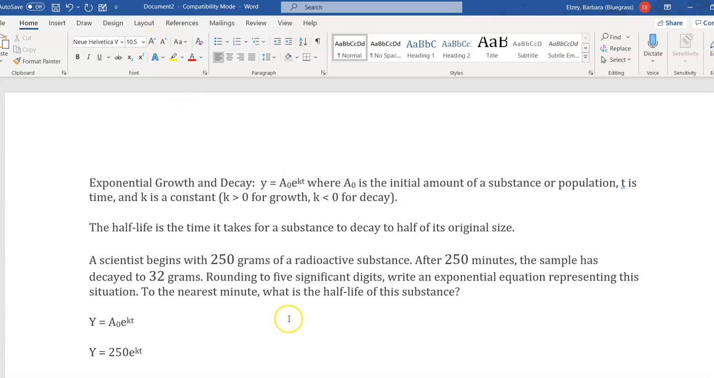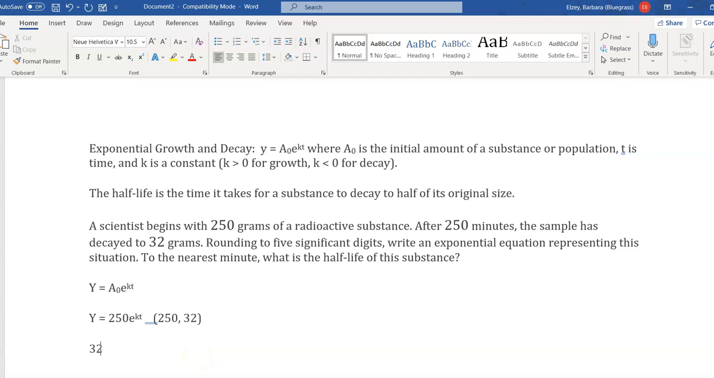Now we have a point. After 250 minutes, there are 32 grams. So let's fill in. 250 is t, 32 is y. So 32 on the left, e to the k times 250 in the exponent.